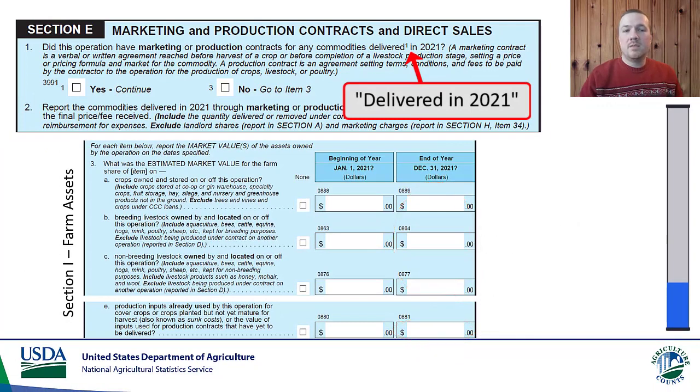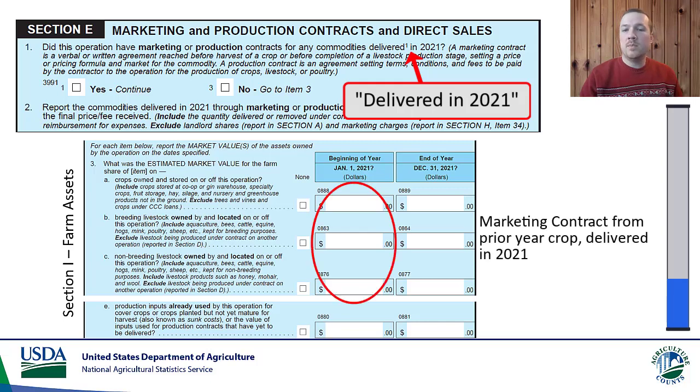Think back to sections B and C, where the cash sales column said, for any year's production. It's the same case here. The operator could have a marketing contract for a previous year's commodity. If it was delivered in our reference year, then it belongs in Section E, and you should also record the beginning of year asset value in Section I for that commodity.